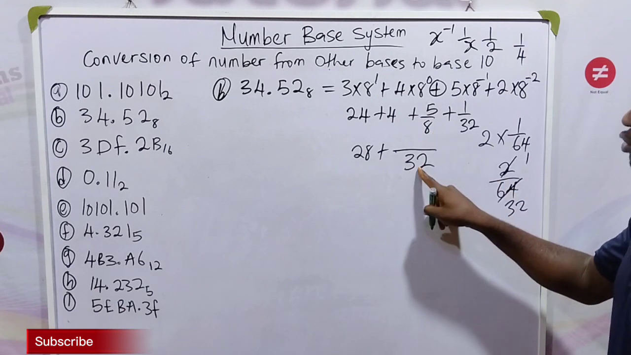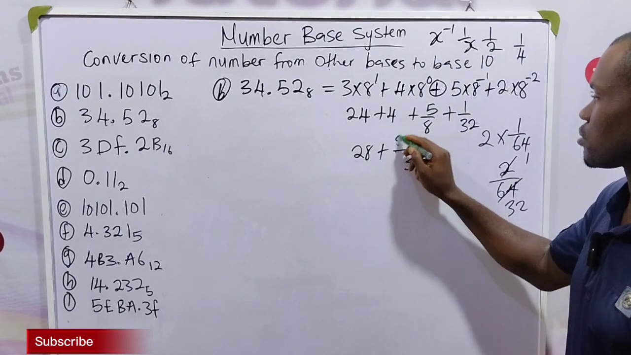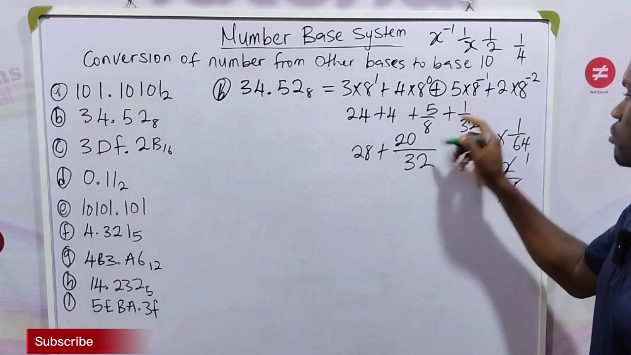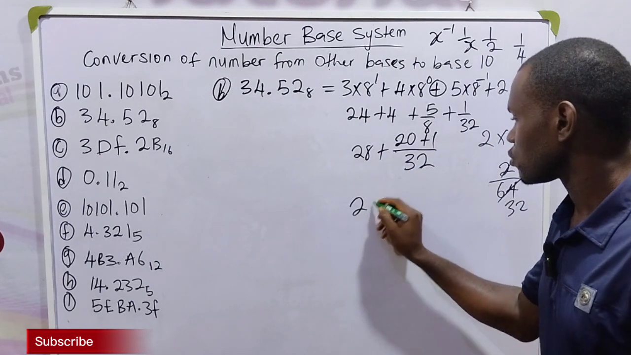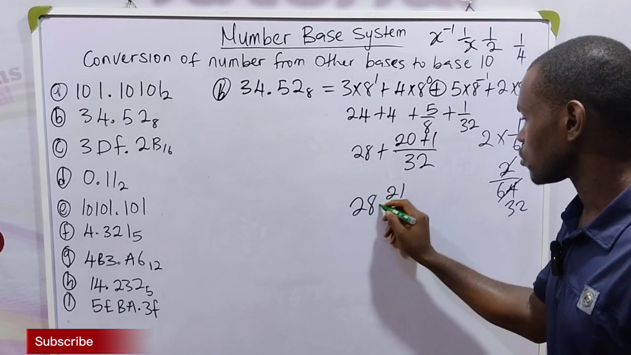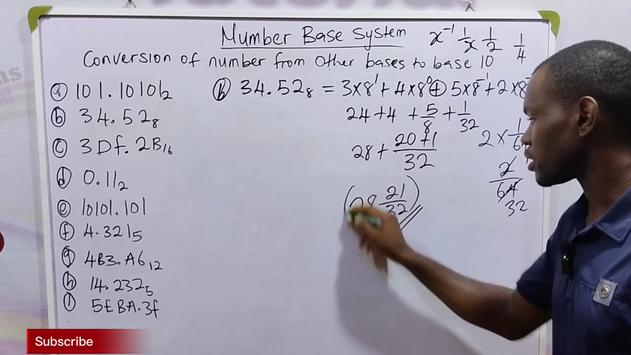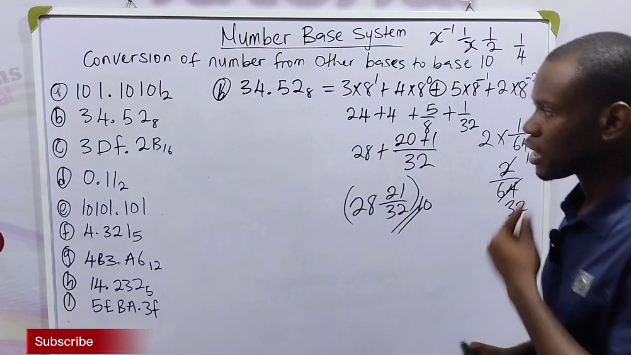So 32 divided by 8 will give me 4. 4 times 5, 20. 32 divided by 32 is 1. 1 times 1, we have 1. So let's add here. We have 28 whole number. Add there, we have 21. 21 over 32. And that becomes the solution in base 10. Okay. So let me now do another one.